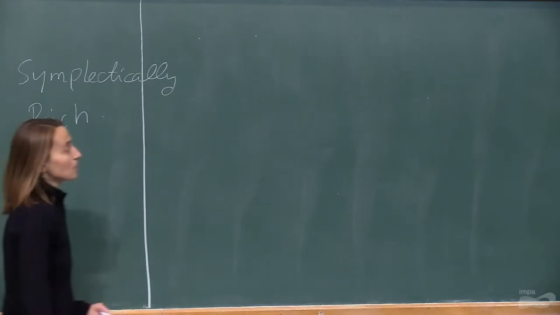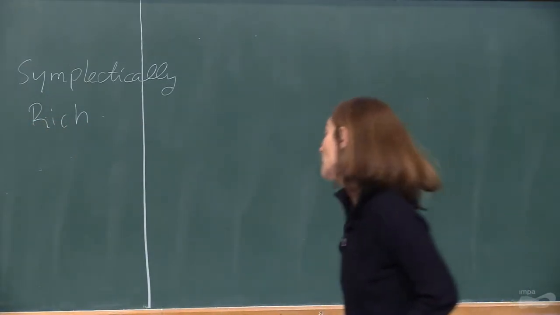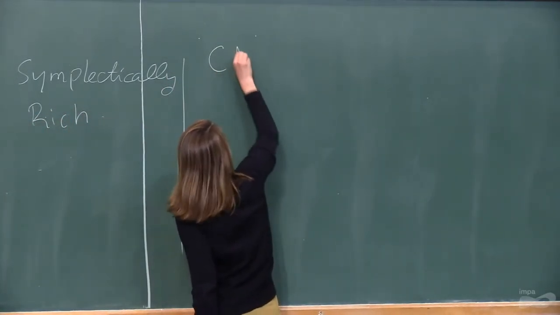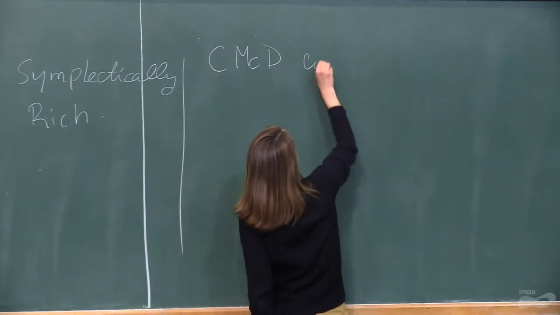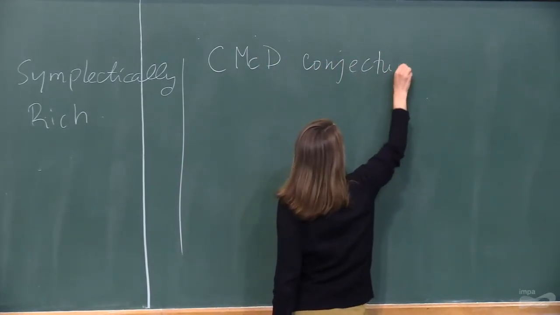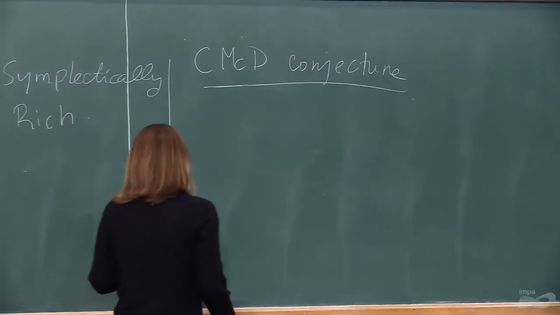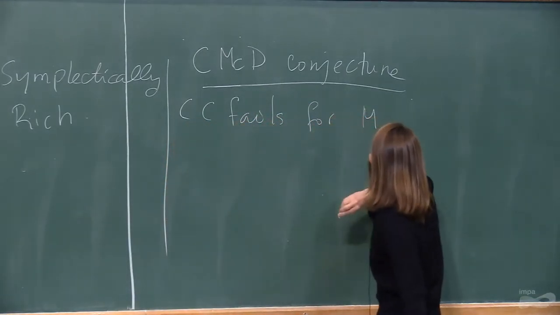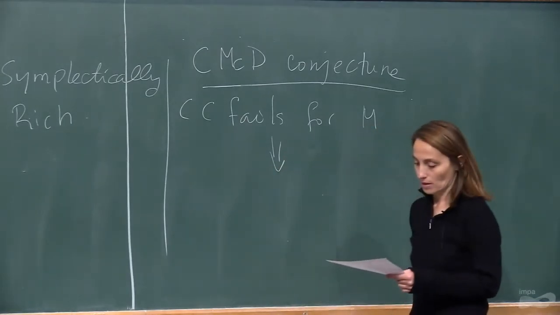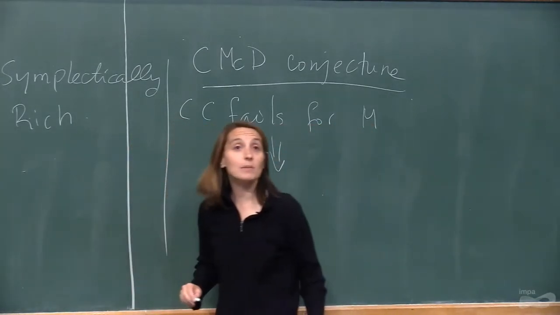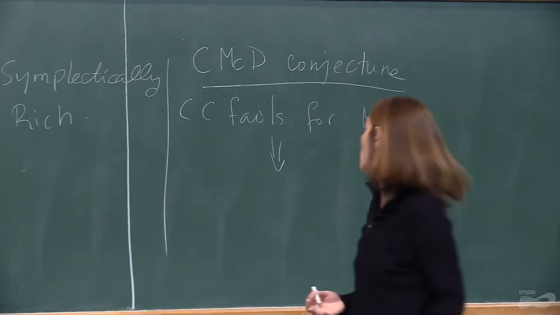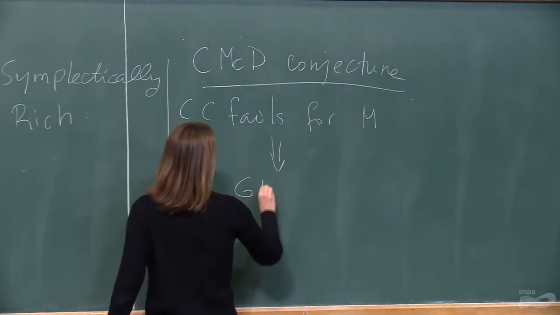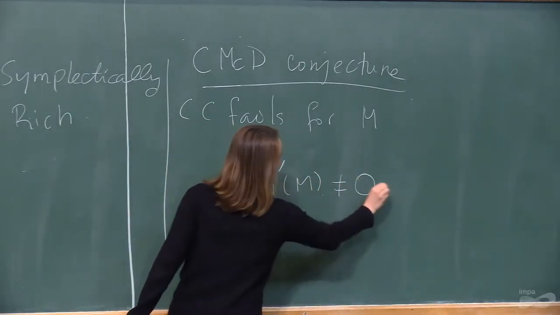And this is where the so-called Chance-McDuff conjecture comes into play. It says the following. If the Conley conjecture fails for a given symplectic manifold M, then there must be some non-zero Gromov-Witten invariants, even the quantum product is deformed. So I'll just write it this way.